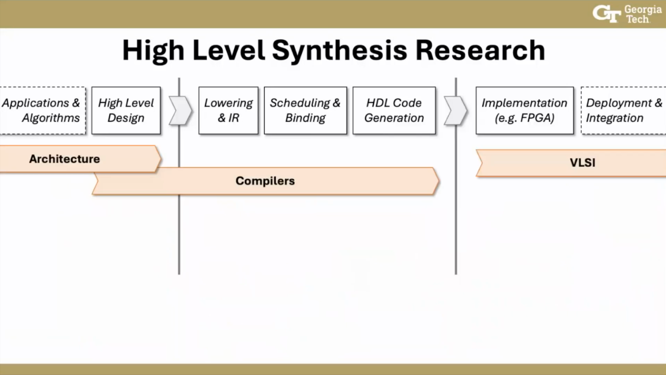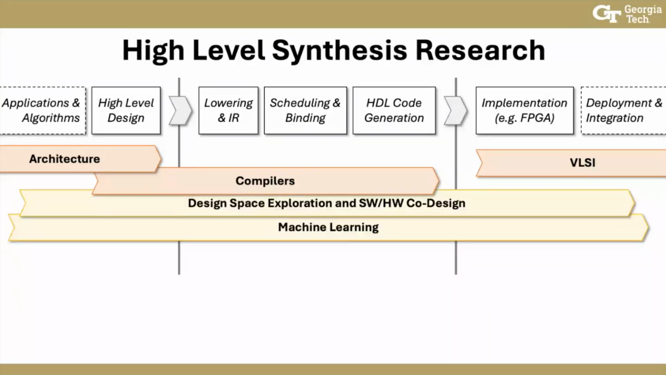If you were to pigeonhole yourself into a specific area for a specific research project, you have high level architecture, then you have compilers, and then downstream you have VLSI, right? Some of these research areas overlap, but they're mostly self-contained, right? And then once you start looking into common techniques like DSE, design space exploration, software hardware co-design, and building machine learning models to do performance prediction across different stages, modeling of your accelerator performance, and so on and so forth, this kind of research mostly spans all stages of high level synthesis research.